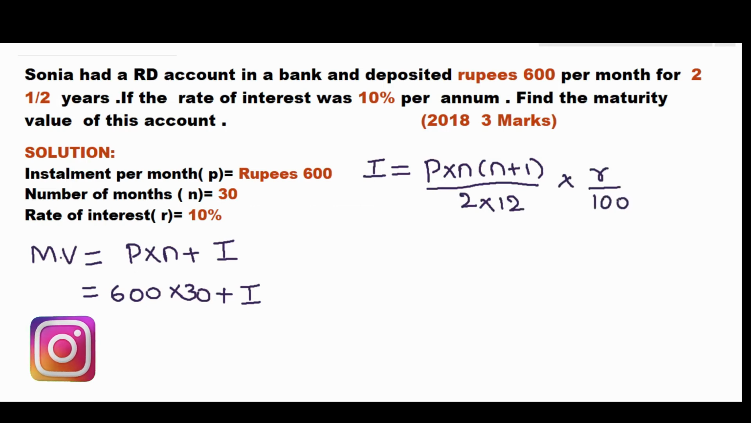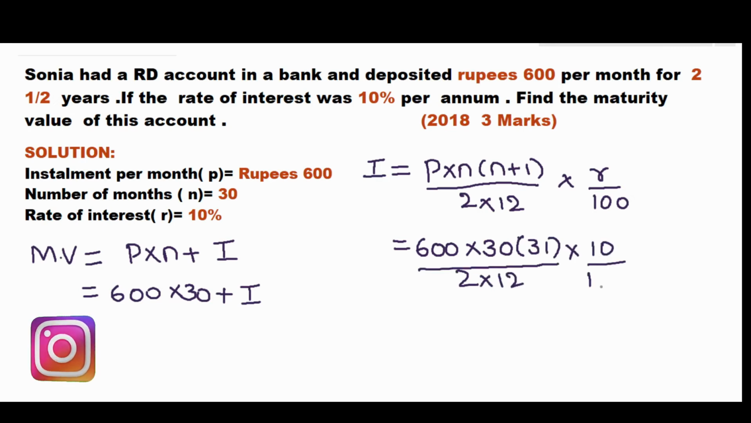Now let us substitute the values. So P, we know it is 600. N, we know it is 30. So N plus 1 will be 31, divided by 2 into 12 into R, we know it is 10, divided by 100. So the 0 from here gets cancelled with the 0 of 100. So 2 ones are 2, 15 twos are 30. Again you can see 15 and 12 get cancelled by 3 table: 3 fours are 12 and 3 fives are 15. Let us write whatever remains now: 60 into 5 into 31 divided by 4.